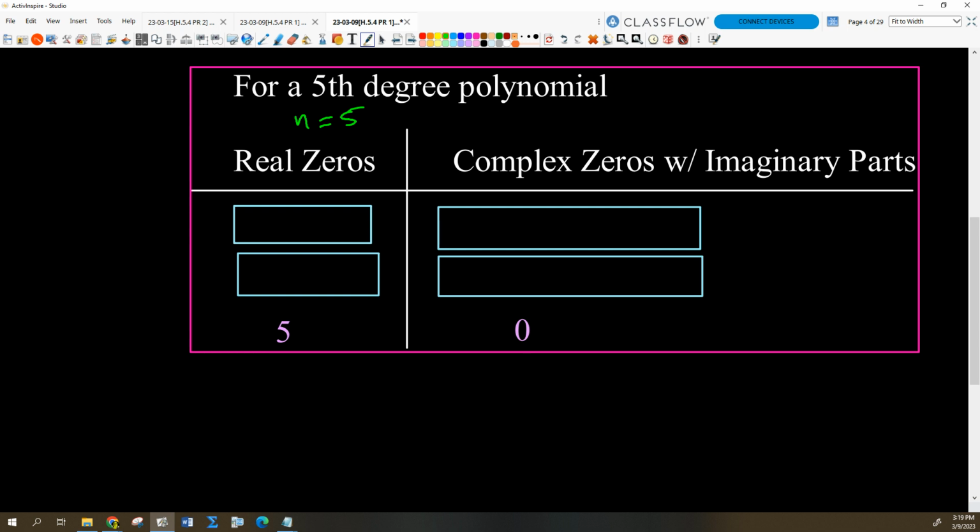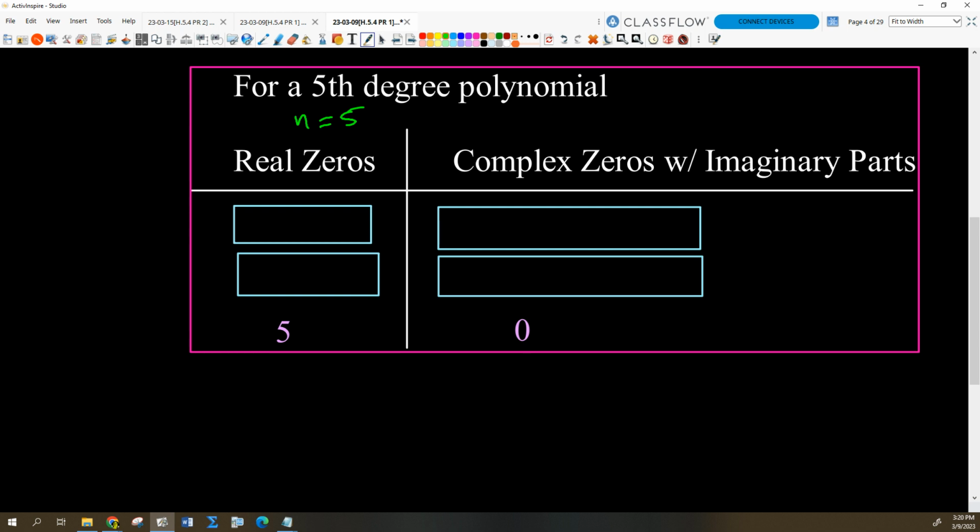Just to say that, I'm just going to call them imaginary zeros. That takes a long time to say, right? When I say imaginary zeros, I'm just meaning zeros that have an imaginary part, okay? Could I have 4 real zeros and 1 imaginary zero? How come? Oh, imaginary zeros come in pairs, right? Complex conjugate pairs.